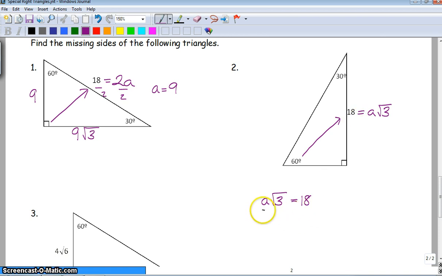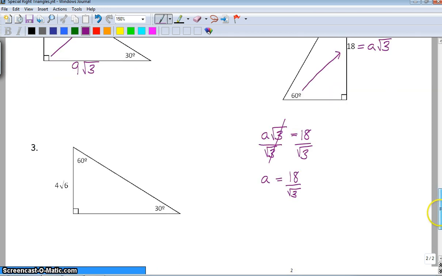In order to get a by itself, I need to divide both sides by the square root of 3. So my terms cancel out, and I'm just left with an a. And on this other side, I'm left with 18 over the square root of 3. Now, we can't have a square root in the denominator, so we need to rationalize the fraction by multiplying numerator and denominator with the square root that's in the denominator.